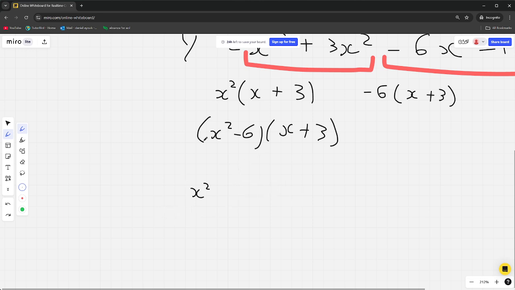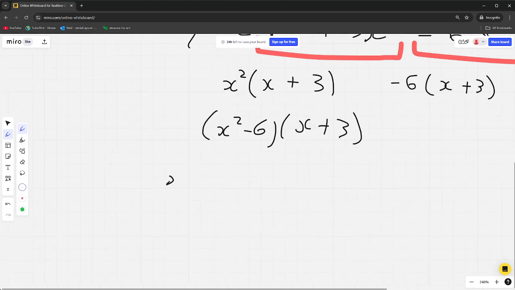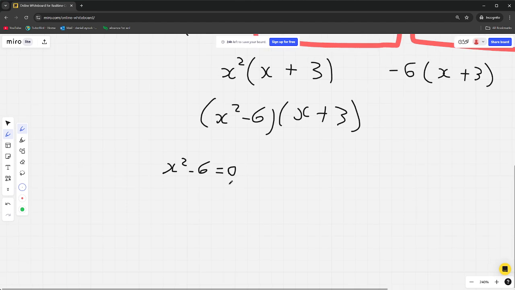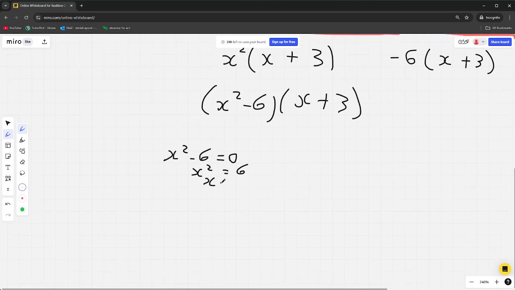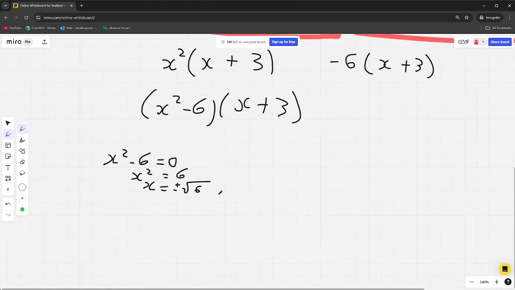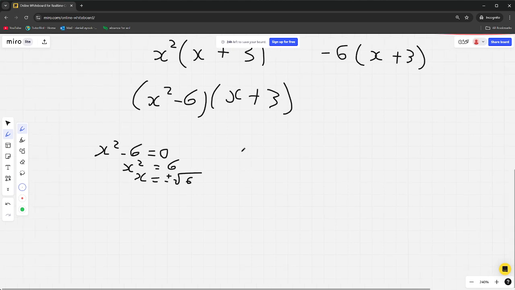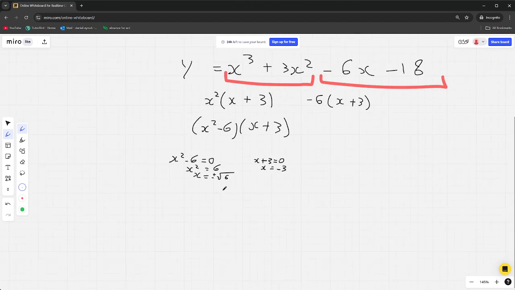So the way we do that, we take whatever's in the brackets and we equate it to 0. So first we do x squared minus 6. What value of x will give us 0? So x squared has to be equal to 6. So x is going to be equal to plus or minus the square root of 6. Okay? And then over here, we have x plus 3 must be equal to 0. So x must be equal to negative 3. And we just found our roots, right?